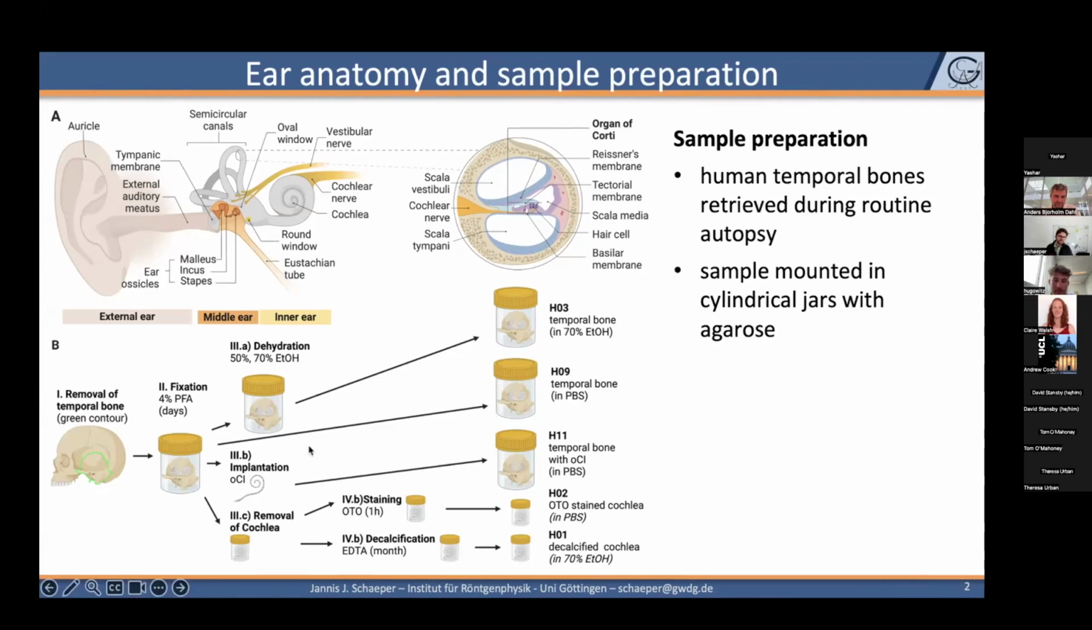And we had a look at different samples. We had a look at the fixated human temporal bone as it is. We had a look at an optical cochlear implant in that, to study optimal implant positioning within the bone, and also trimmed down the temporal bone to have a look at the cochlea, of which one we stained with osmium tetroxide, and the other one we decalcified and put in ethanol. So it's a very weakly absorbing sample then, but has of course a good promise for phase contrast imaging.